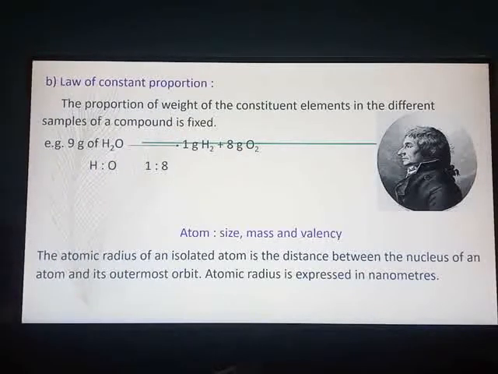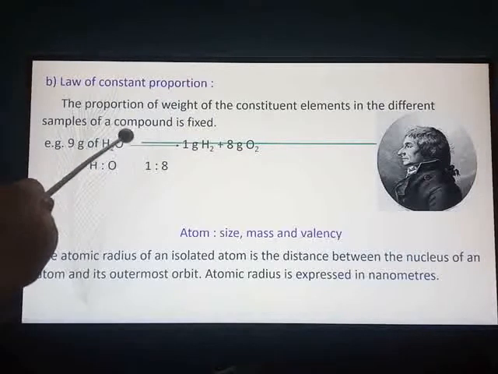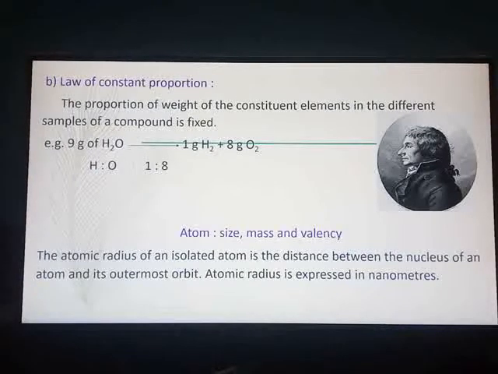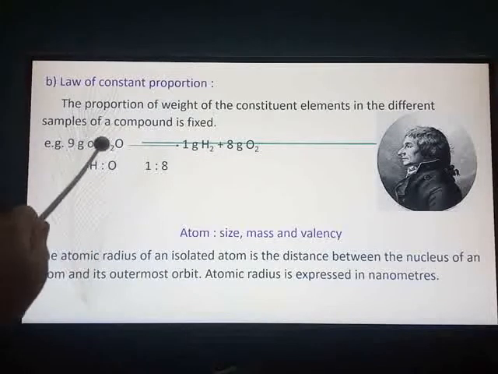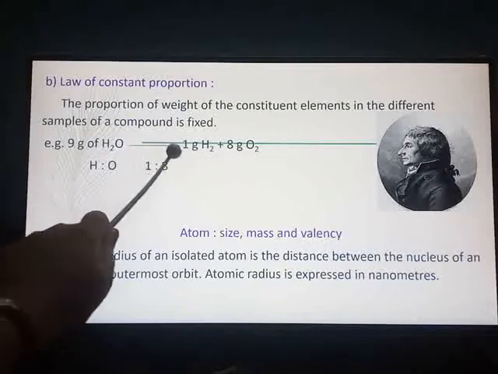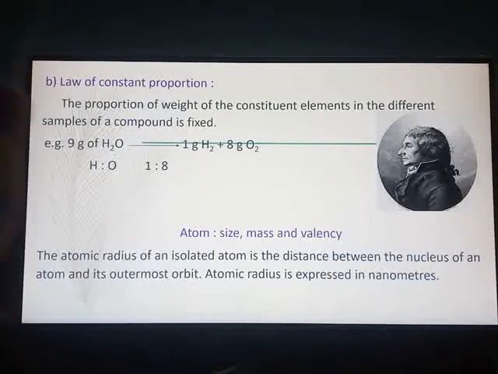He had taken n number of examples. I have taken an example of water over here. The proportion by mass of hydrogen and oxygen in water. You know that water is a compound of hydrogen and oxygen, is obtained from any source, and that proportion is always 1:8. What does this mean? 9 grams of water is formed by chemical combination of 1 gram of hydrogen plus 8 grams of oxygen, and this proportion 1:8 will be same for water which is obtained from any of the source.